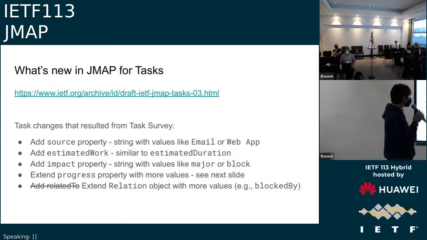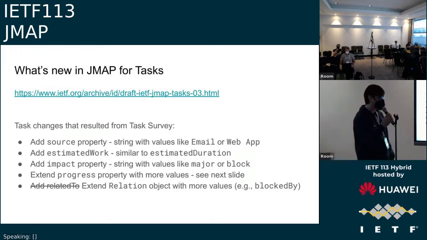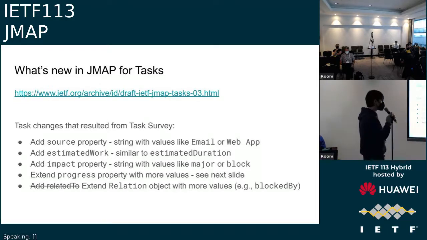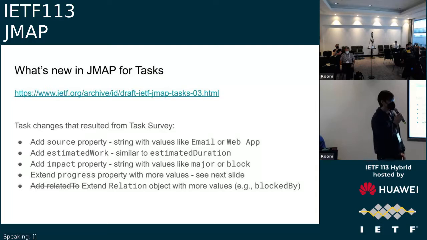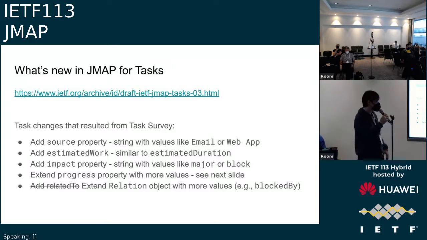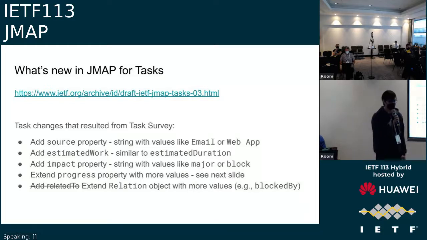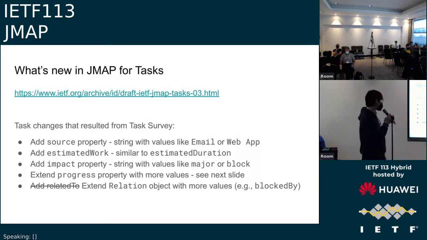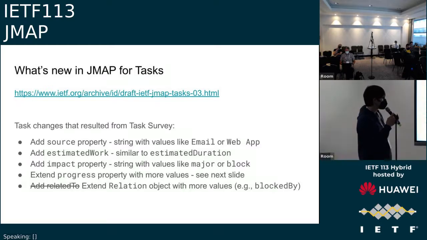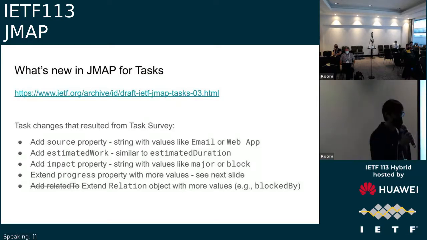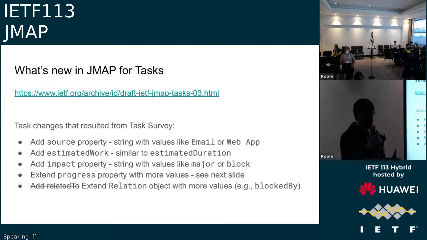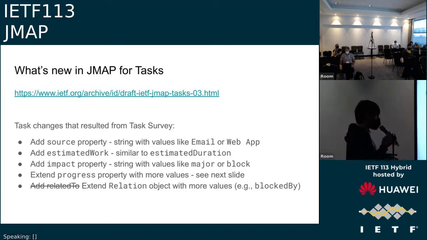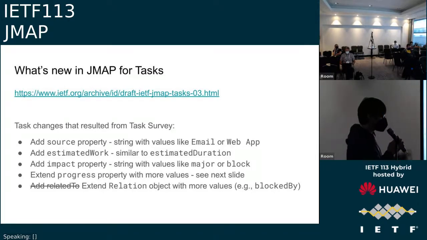Next is estimated work, which is similar to the estimated duration that was already there, but it's a more abstract estimation of the amount of work required for a certain task, which is a more or less popular thing in Kanban. So you don't have a time estimate, you have a more abstract measure. Then there's an impact property, which is also a simple string, more popular in issue tracking, with values like major or block, for example.